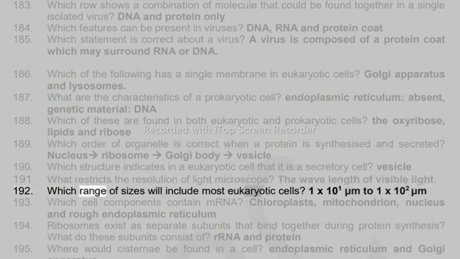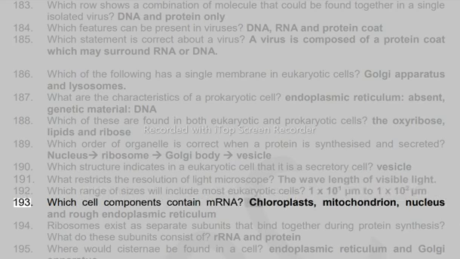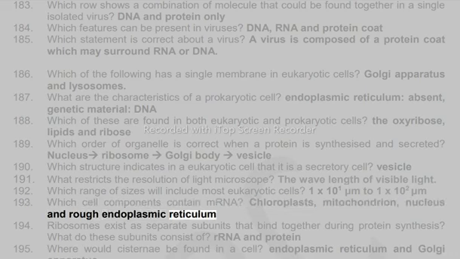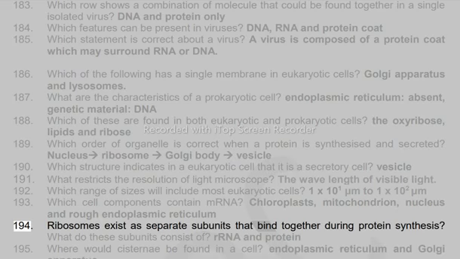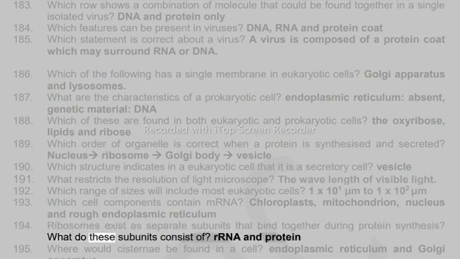192. Which range of sizes will include most eukaryotic cells? 1 × 10¹ micrometers to 1 × 10² micrometers. 193. Which cell components contain mRNA? Chloroplasts, mitochondrion, nucleus and rough endoplasmic reticulum. 194. Ribosomes exist as separate subunits that bind together during protein synthesis. What do these subunits consist of? RNA and protein.